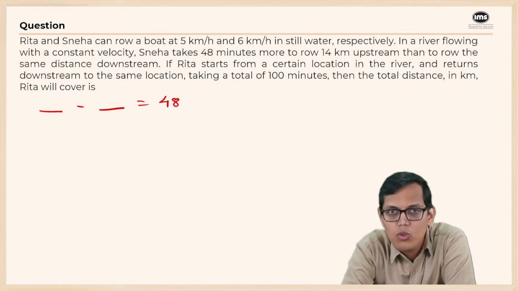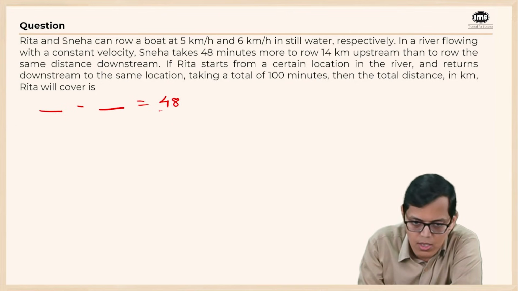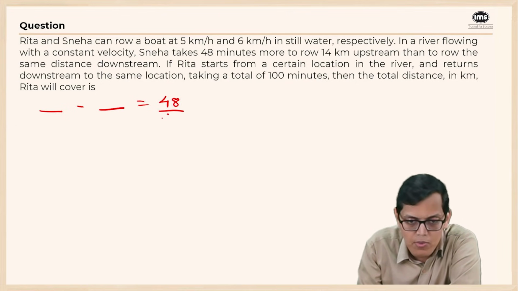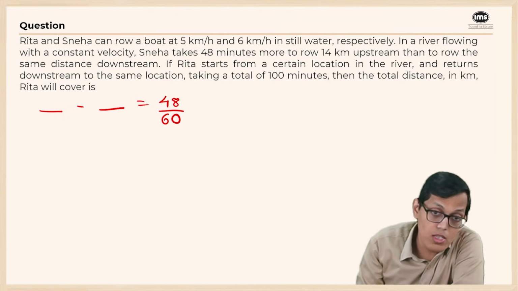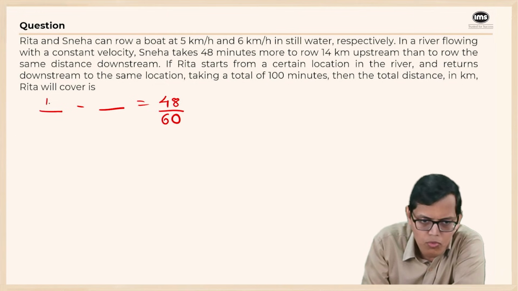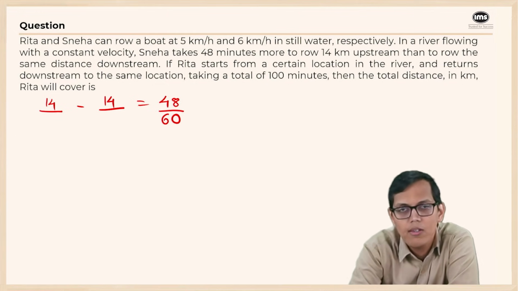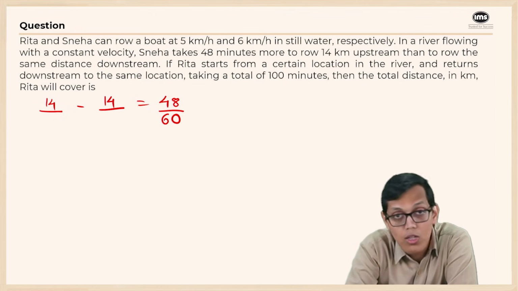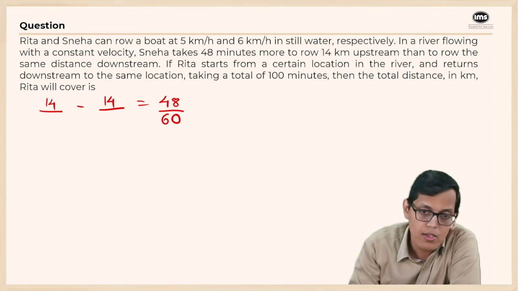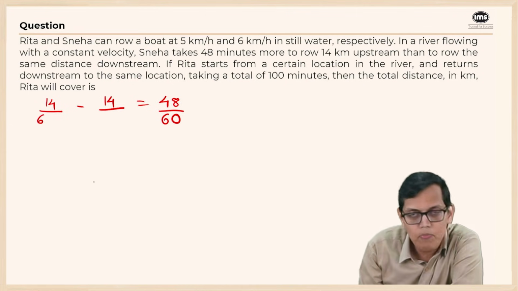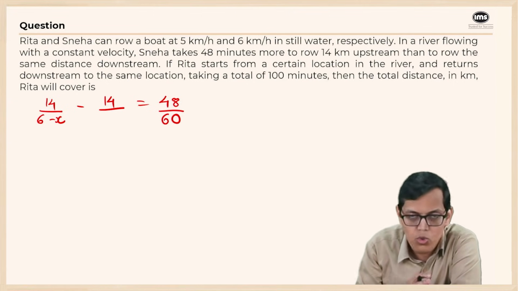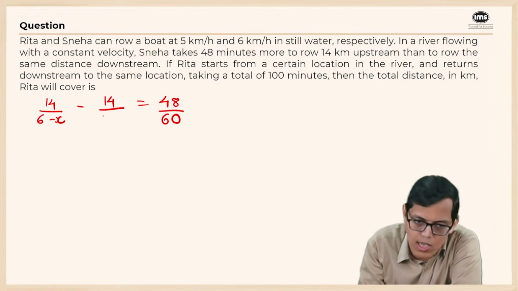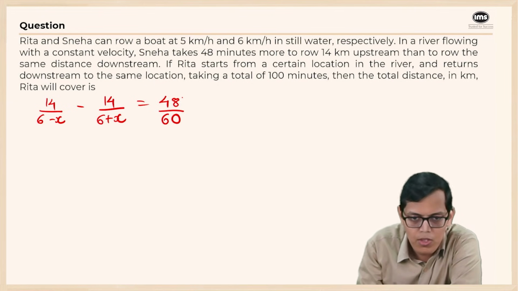But all the speeds are in the unit kilometer per hour, so better I convert this time into hours instead of minutes. Instead of 48 minutes, I am writing 48 by 60 hours. Now you know time is equal to distance divided by speed. Distance was anyway 14 kilometers while going upstream as well as while coming downstream. While going upstream, the speed would be Sneha's speed, that is 6, minus the river's speed, let me assume it as x. So 6 minus x should be the upstream speed, whereas downstream speed should be 6 plus x. 48 by 60 can be simplified as 4 by 5.